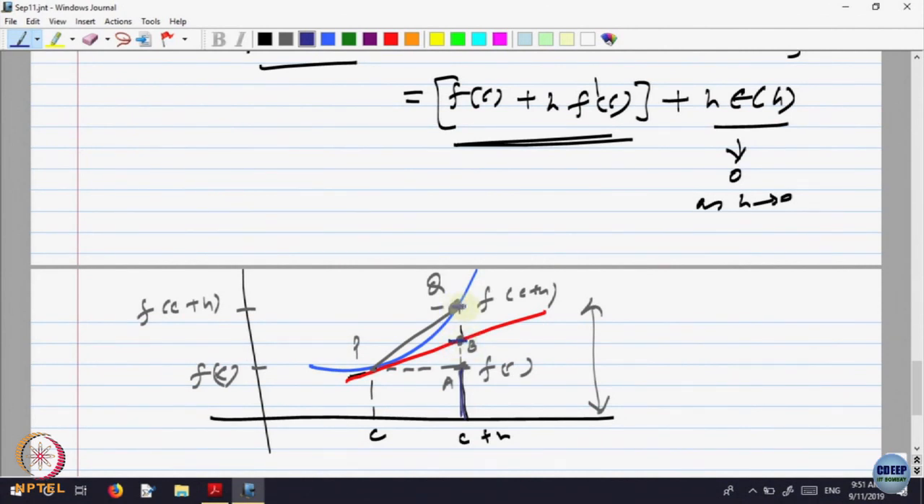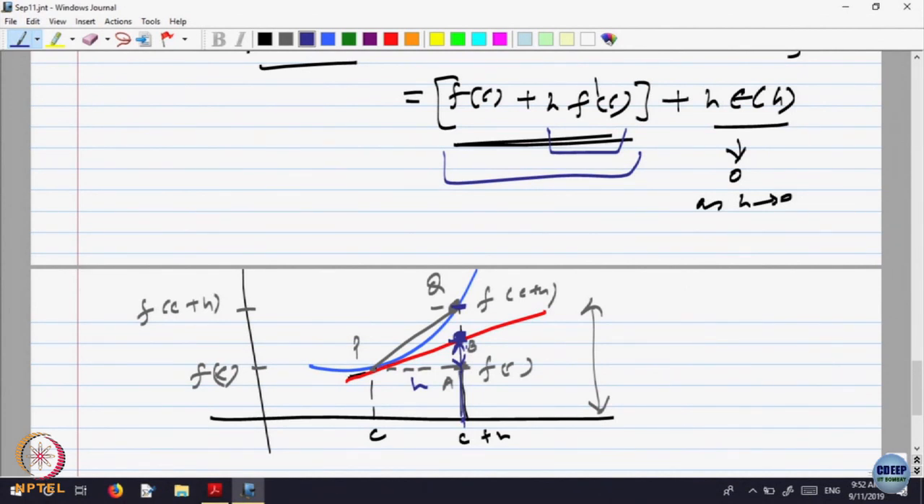So, what is this A B and what is this B Q? Can you say what is A B? A to B, what is this height? You know the slope of that red line, that is a tangent. You know this distance is H. So, H times f dash, that is precisely A B. So, this is this quantity. So, this plus this. Instead of taking the height to be Q, you are taking the value to be this one, that is the height at C to B. So, this is the error, the B to Q is the error that you are making.